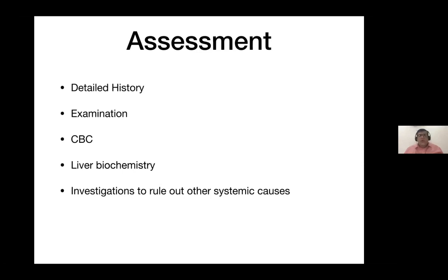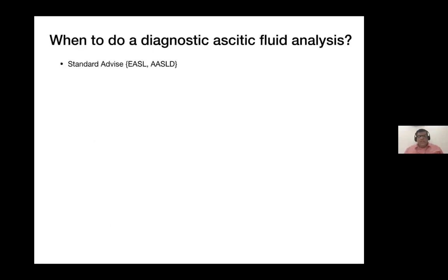So the standard advice of EASL and AASLD is to tap for all new onset ascites. Now EASL says grade 2 and 3, AASLD says all new onset ascites. So for me, all patients who have significant new onset ascites should be investigated. Yes, if you have a minimal interbowel fluid, it is non-tappable, you can ignore that ascites. All patients who have been hospitalized require a diagnostic ascitic fluid tapping.